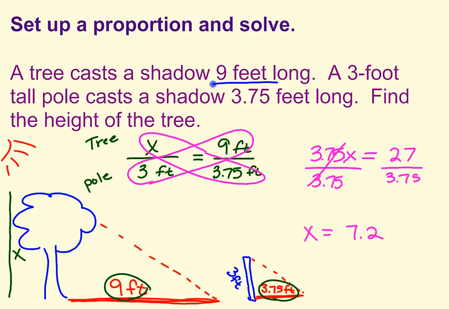Now anytime you have a word problem, you do want to make sure that your answer has a label, because they're saying find the height of the tree. So we're saying it's 7.2, but 7.2 what specifically? If you notice, all of our measurements are in feet, so that means our tree is 7.2 feet tall. So on these word problems, focus on the setup, make sure that's correct, and then the rest of it will be a breeze.